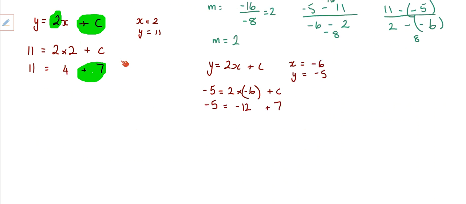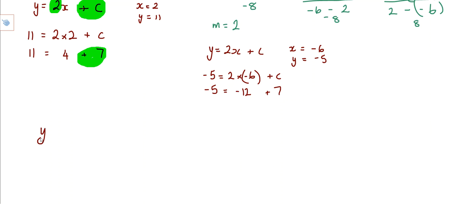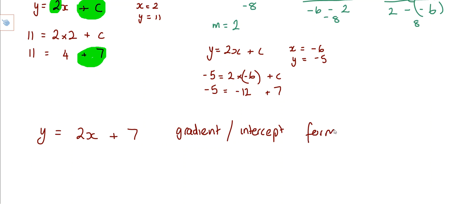So my equation at the moment is y equals 2x plus 7. So that's in gradient and intercept form. Right? But they want it in general form. And general form is ax plus by, what did we say, plus c equals 0.